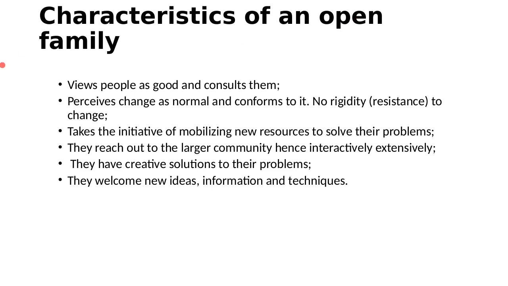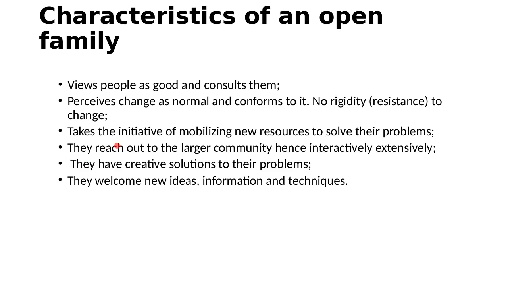Then when it comes to open families, these are the characteristics of an open family. They view people as good and consult them. That's an open family. They are open to other people's views. Then it perceives change as normal and conforms to it. They are not rigid. They are not resistant. They do change, depending on how they're interacting with the society. For example, if a family moves from a rural area to an urban area, there are certain families that do not change, but there are certain families that are open to change depending on how they're interacting with their neighbors.